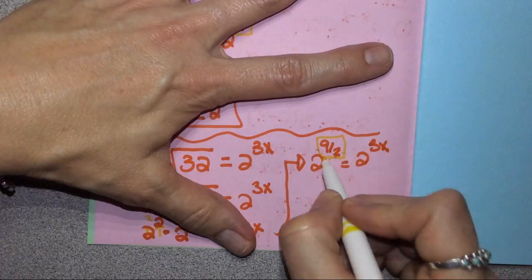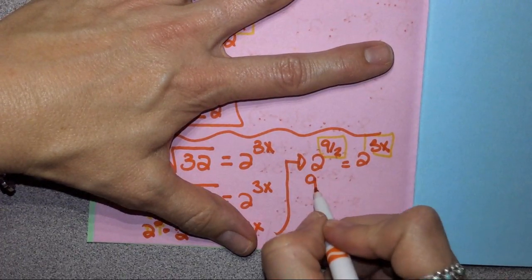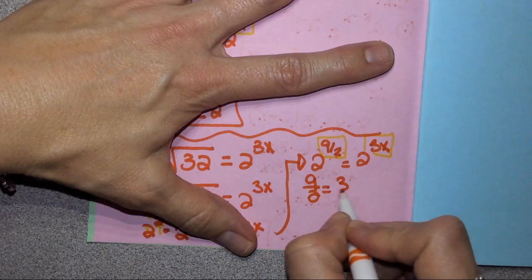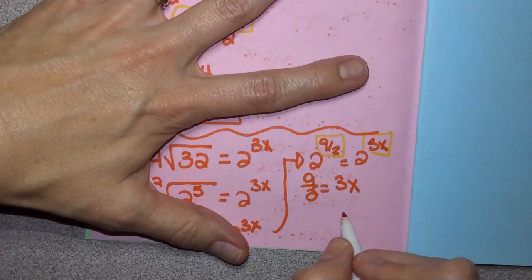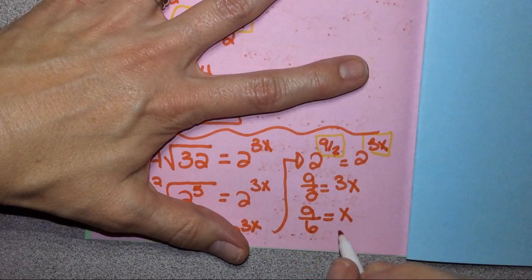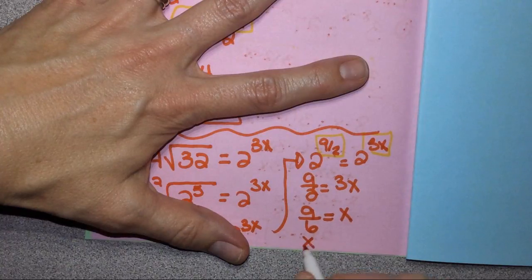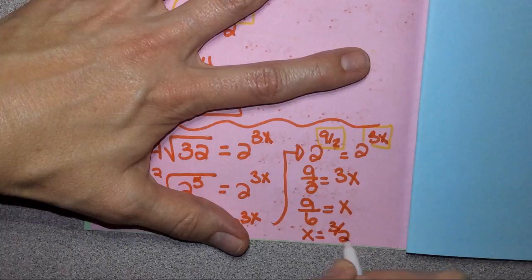Alright, so now I have like bases. So I'm going to set these equal. So 9 over 2 equals 3x. I'm going to divide by 3. So I'm going to have x equals 9 over 6, which is going to reduce to x equals 3 over 2.